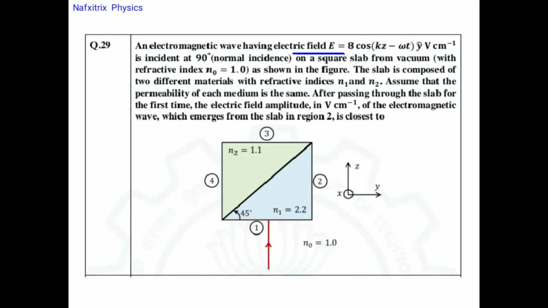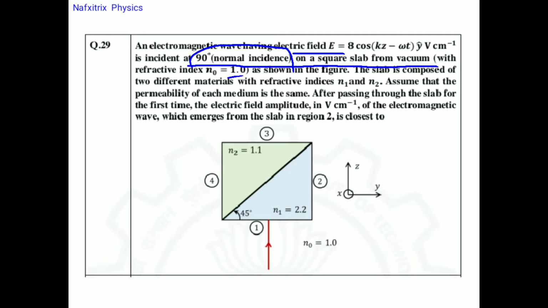is incident at 90 degrees, normal incidence, on a square slab from vacuum with refractive index n naught equals 1. So here we can see the electromagnetic wave is incident at exactly 90 degrees, so normal incidence, on a square slab from vacuum with refractive index. Here the refractive index is 1.0. So it is incident normally, in this manner.